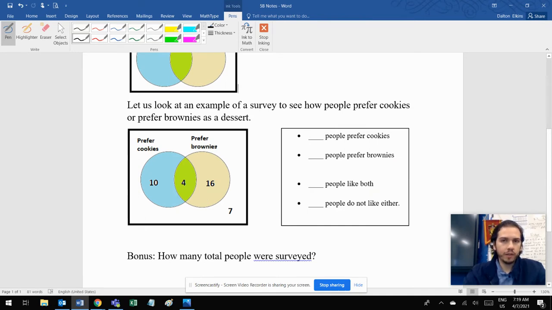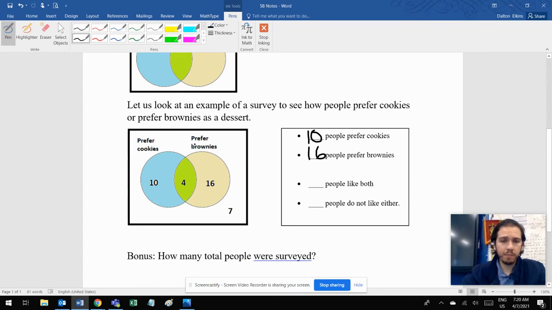So how do we interpret this into actual information? This information looks good, right? It looks legit, but what does it mean? So if we look at option A, that prefers cookies, there are 10 people in this blue section. So I know 10 people prefer cookies. Over in this section, the prefer brownie section, 16 people prefer brownies.